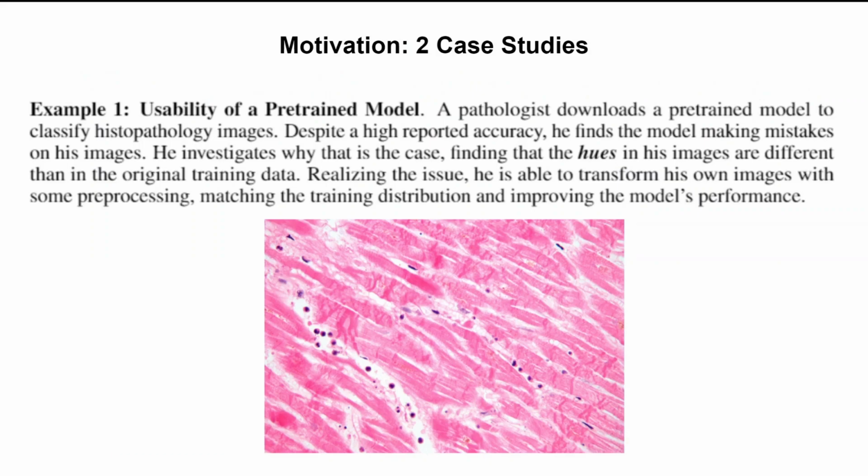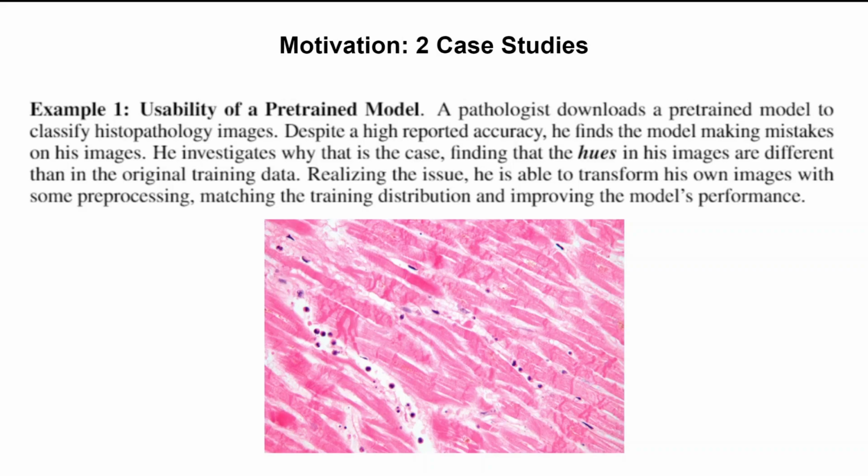So imagine a pathologist who downloads a pre-trained model to classify histopathology images like the images shown here. Now, this is very commonly done. You download pre-trained models all the time. But despite having a high reported accuracy, the pathologist finds this model is not working well. When a model isn't working well, there can be lots of different reasons.